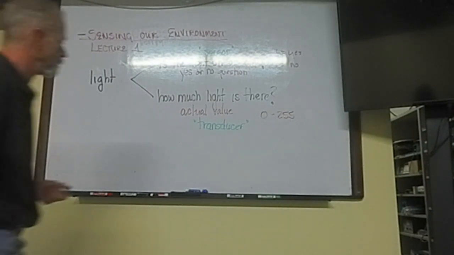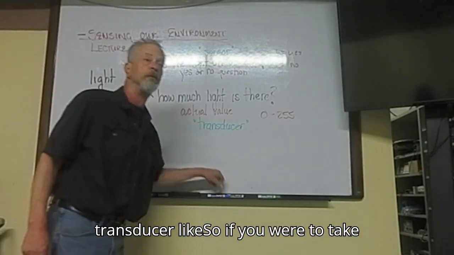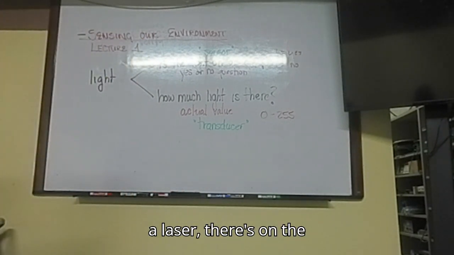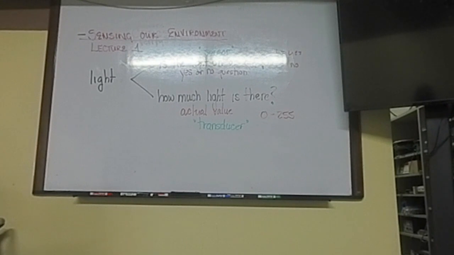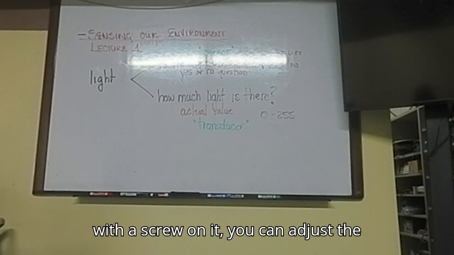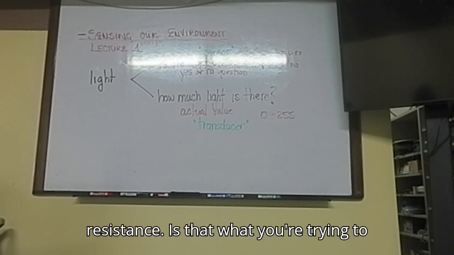So if you were to take apart a PlayStation or anything with a laser read kit, on the ribbon there's normally a little thing with a screw on it that you can adjust the resistance with. Would that be a transducer?